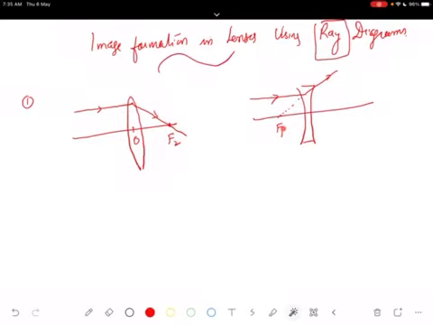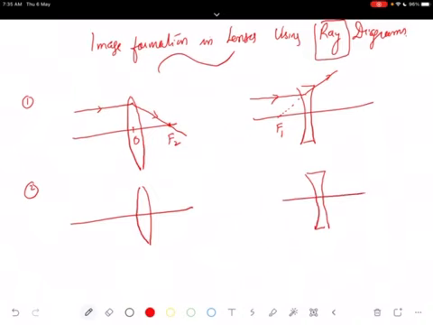And the second point is, if a ray of light is passing through the focus, then what will happen to it? This is the second diagram. So there are three cases we consider in the case of lenses. On the left side we have F1 and on the right side we have F2. If a ray of light is passing through the focus F1, after refraction it becomes parallel to the principal axis.